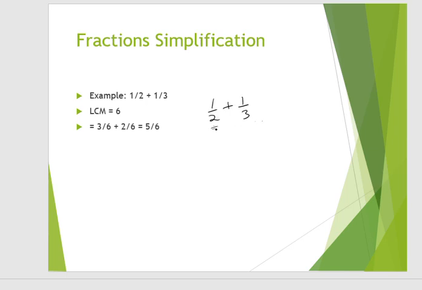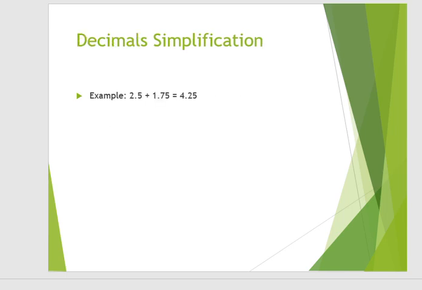So how to make this 2 as 6? You multiply both the numerator and denominator by 3, and in the other case you multiply numerator and denominator by 2. So it will become 3 upon 6 plus 2 upon 6. So the answer will be 5 upon 6. I hope it is clear. This is basically a question of HCF and LCM, but we can have it in simplification also.